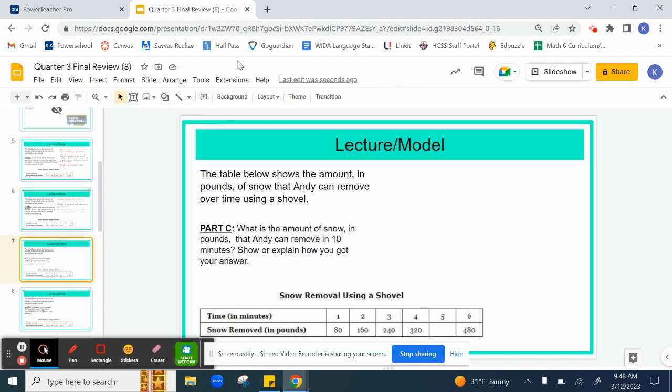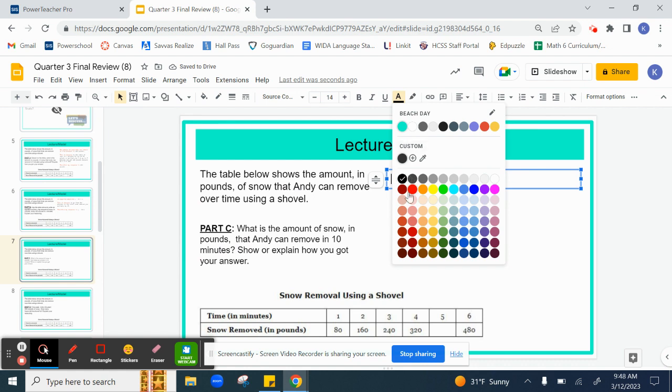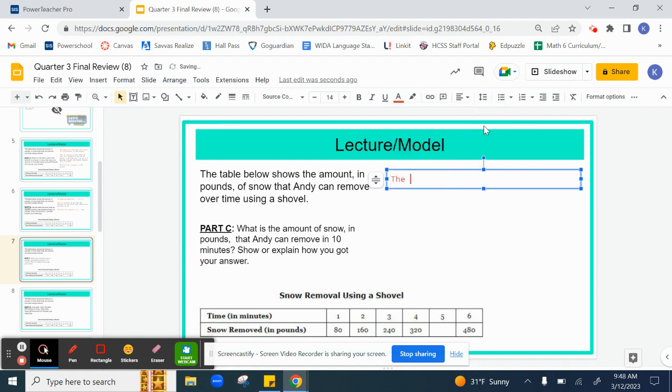What is the amount of snow that Andy can remove in 10 minutes? All right, let's build our sentence frames. The amount of snow Andy can remove in 10 minutes is, and I'm going to say 800 pounds. This is because, all right, so let's explain how I got the 800.